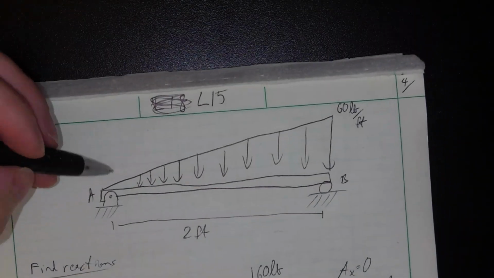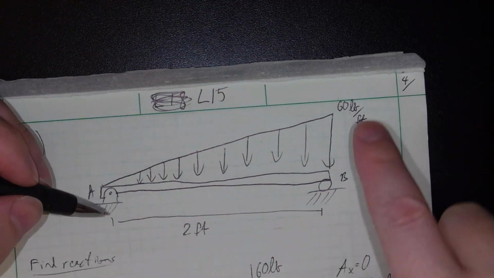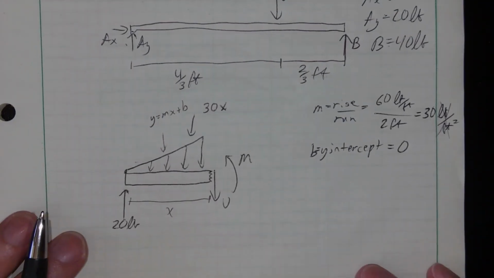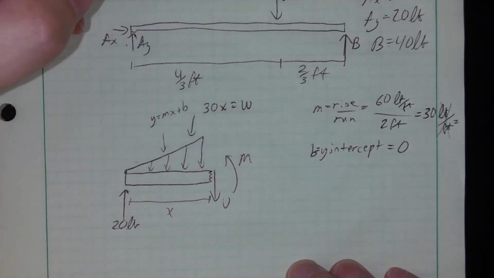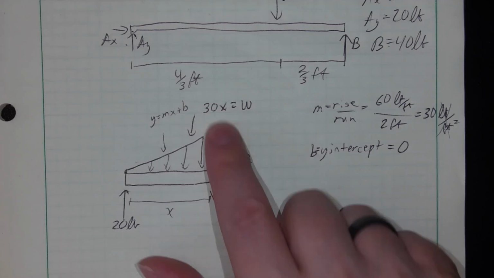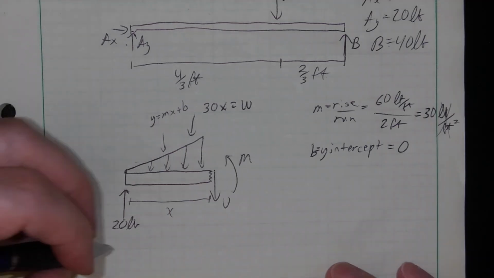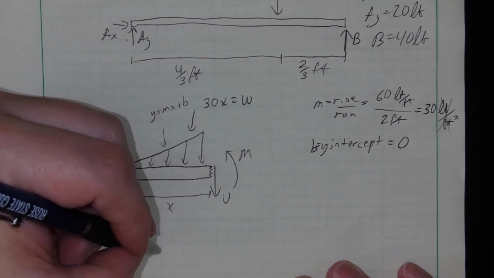And if you look at the whole thing, if it's 30 times x, well, if x is 2, 30 times 2 gives me 60. That's what we're looking at there. So the expression for this line here, that is your distributed load, is 30 times x. Okay. So if that's what I've got then, sum of forces in the y direction equal to 0.